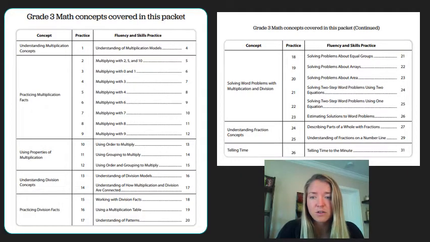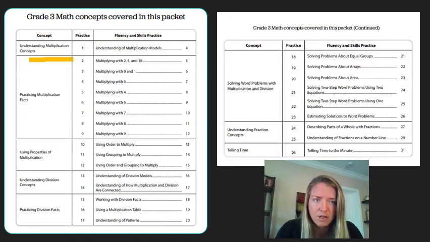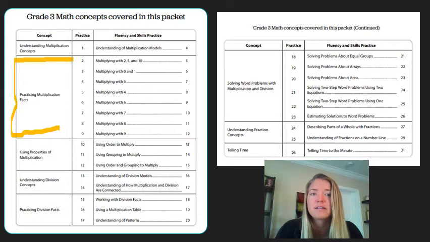Okay, so the first two pages of the packet are the table of contents. It just tells us what you'll be working on as the weeks go on. For the first 2 weeks, we're really just focusing on practicing multiplication facts, so we're only going to be worried about this part right here that I've just highlighted. Practicing multiplication facts, going with 0 and 1 all the way up to 9.